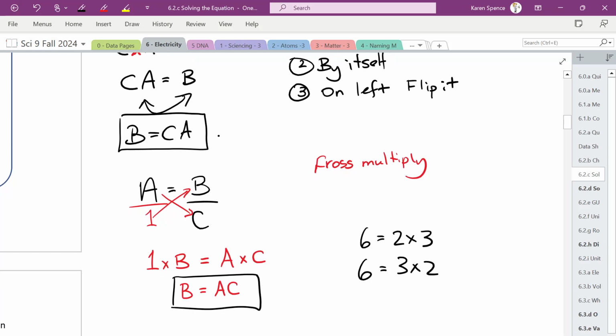Last method, you are allowed to cross multiply, but sometimes cross multiplying doesn't do you any good. Okay, so cross multiply is not my favorite method. I would use one of those first 2, depending on which you're more comfortable with.